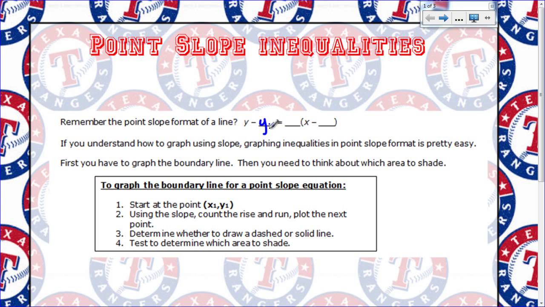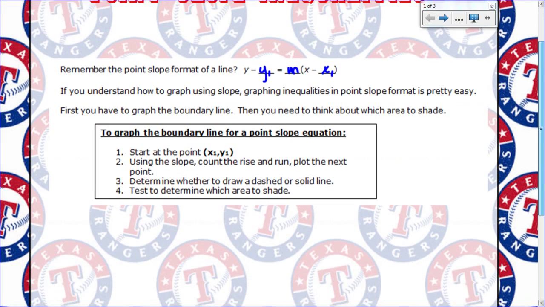Let's remember first of all that point slope form looks like this. It's y minus y1 equals m times x minus x1, where m is the slope and the x1, y1 are coordinates of your point. And so you have directions here for how to graph the boundary line. To graph your boundary line, you start at the point, the x1, y1, that they will give you in the equation, and then you use the slope to find the rise over the run to make the next point. Then you have to decide if it's going to be a solid line or a dashed line and determine which area to shade.